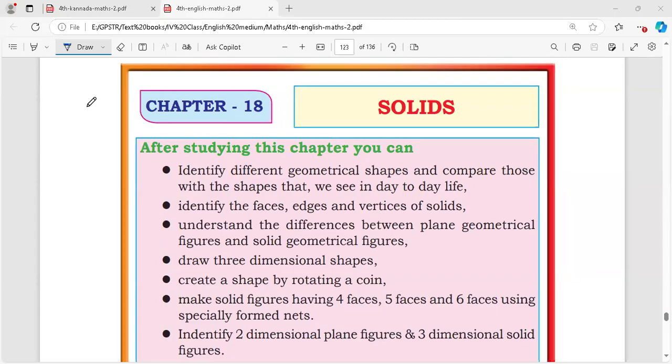In this video, I am discussing 4th standard mathematics, chapter 18, solids, exercise 18.1.